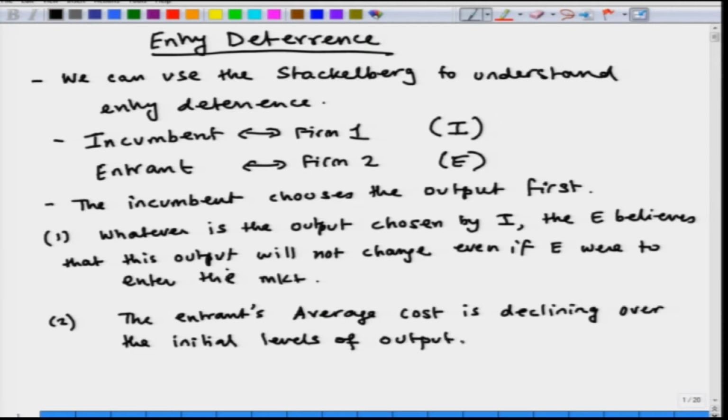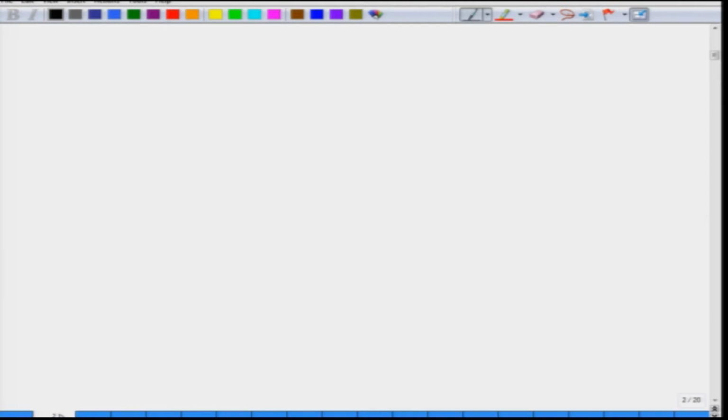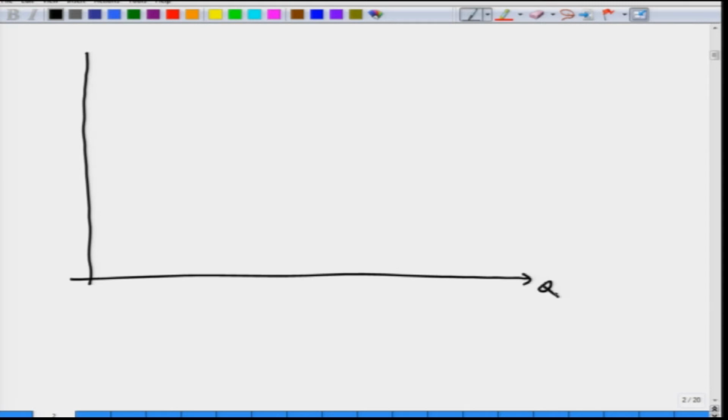Okay. So, let us incorporate these in a graph. Let us say we have output and we have the price. Let us say our market demand curve is given by this curve. Let us call this T of P. So, this is the market demand.